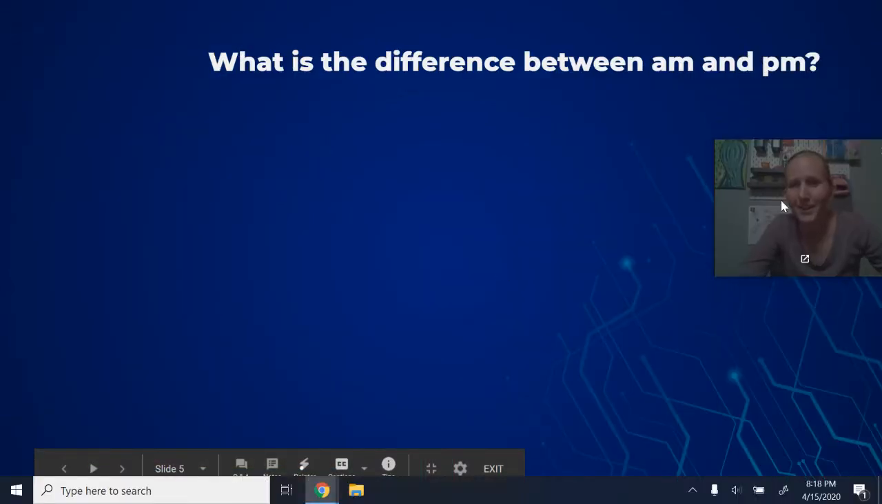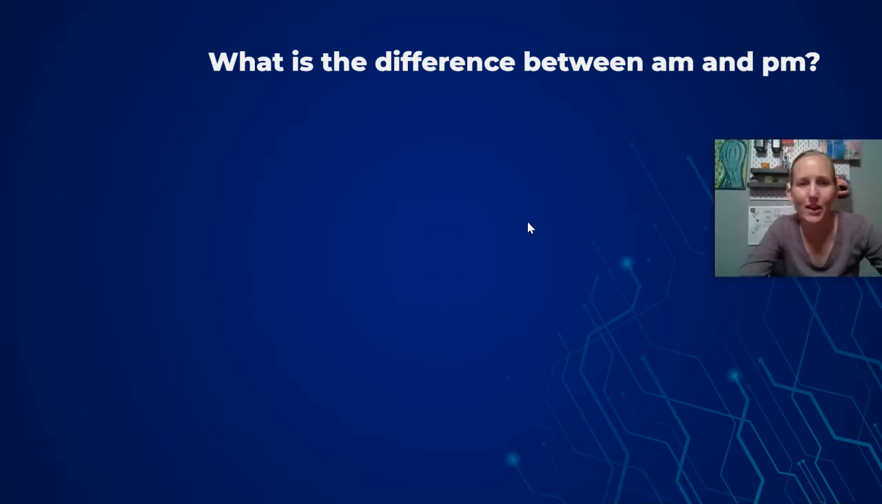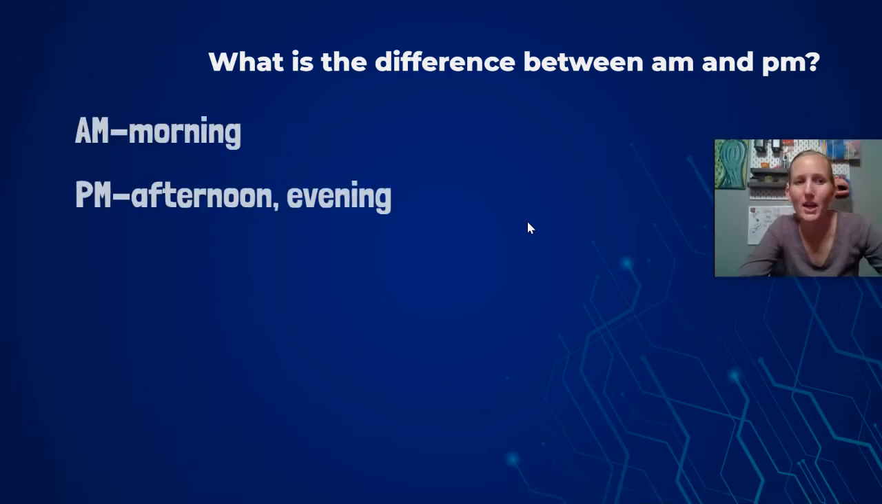One more thing, AM and PM. What is the difference between AM and PM? I want you to think about that one. The difference is that AM is the morning time and PM is the afternoon. Even morning time when you're sleeping starts at 12 a.m., which is midnight, all the way to 12 p.m., which would be lunchtime, and that starts your afternoon, evening, or nighttime.